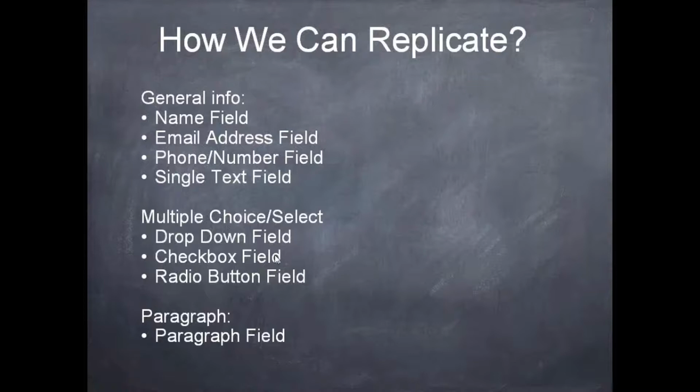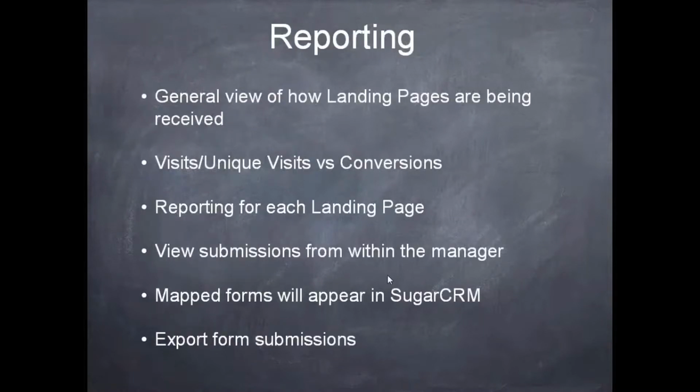And this is how you would break it down. General info would be something like a name, an email address, or a single text. Multiple choice would obviously be used by drop-down, checkbox, or radio button, and the paragraph would be used by paragraph. So let's look at some reporting.